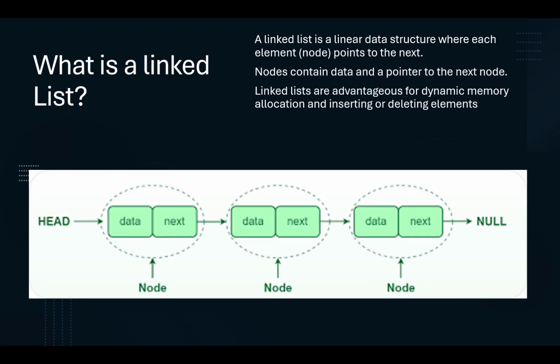What is a linked list? A linked list is a linear data structure where each element or node points to the next. You could think of this as a shopping list, where each new item is added sequentially. This is the same for linked lists.